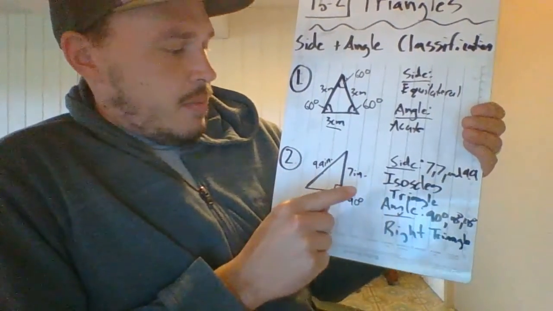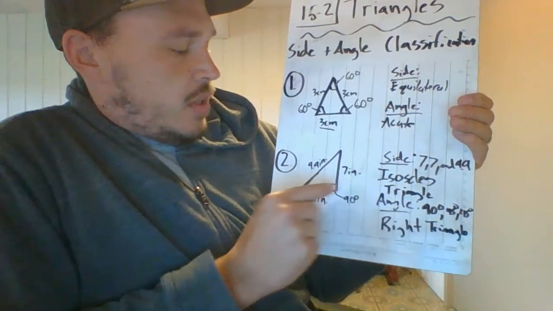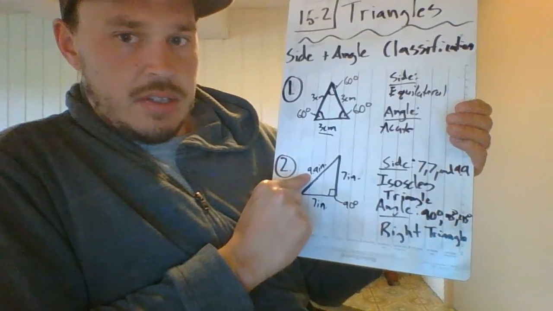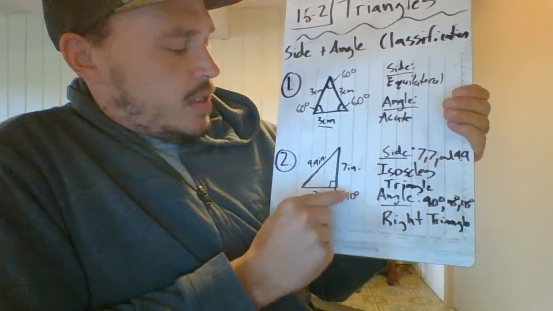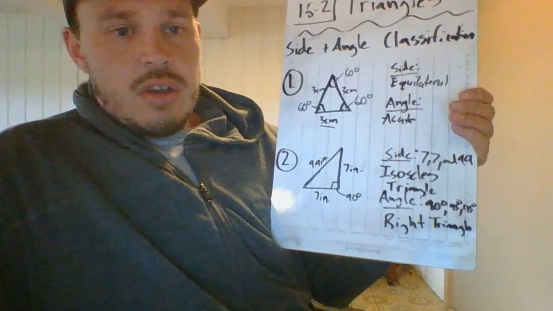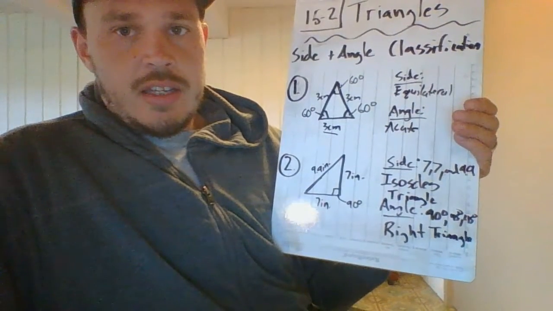Okay, so number 2 is going to be an isosceles triangle because only 2 sides are the same length, 7 inches, one's different, so it's isosceles as you know in your notes. The angle is going to be a right triangle. There's a 90-degree angle marked by that sign. So use your notes. You'll have a great lesson and good luck.